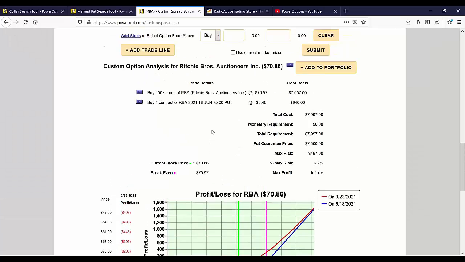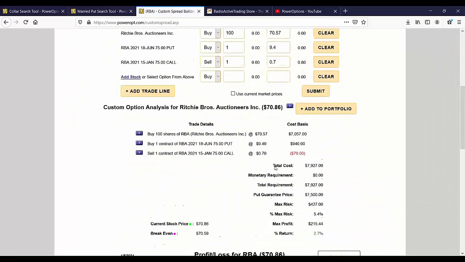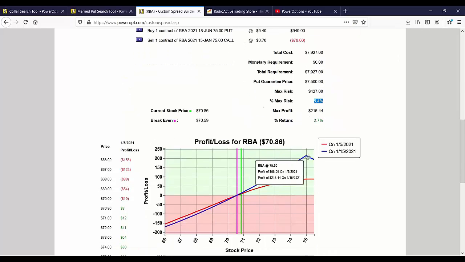All right, so let's run this scenario. What happens if I sell that call, get the 70 cents? Well, I've reduced my risk down to 5.4%. I still have a max return of 2.7% at January expiration. That is taking into account the theoretical value of our put option if RBA is trading at $75 on January expiration. Remember, I'm holding a June put.